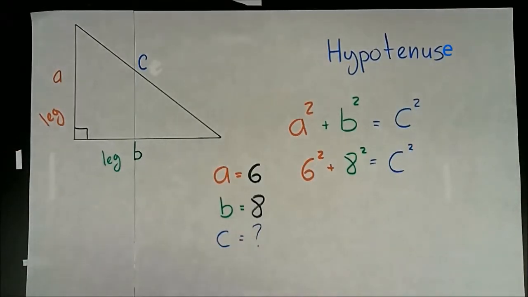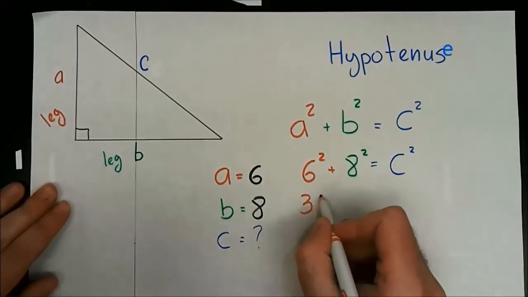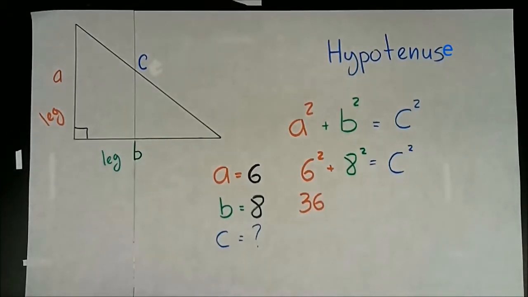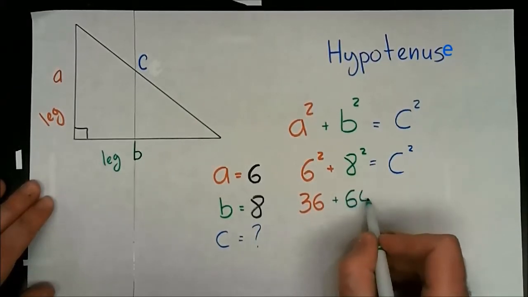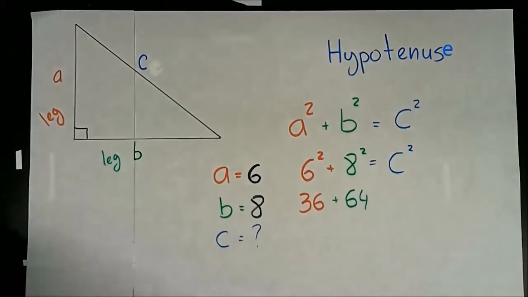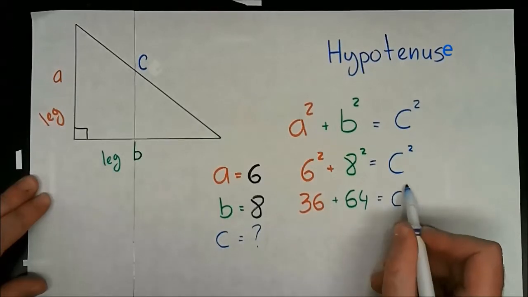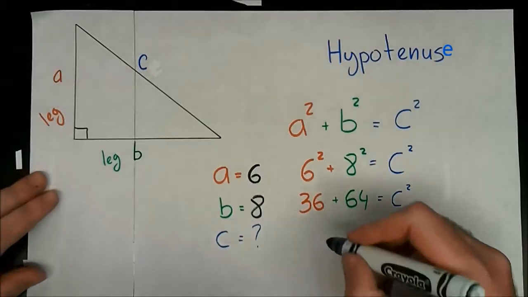Can someone tell me what's 6 squared? 36. Totally agree with you. Can someone tell me what is 8 squared? 8 times 8 is 64. Once again, totally agree with you. And all of that has to equal C squared. What's 36 plus 64? If you said 100, I would agree with you.